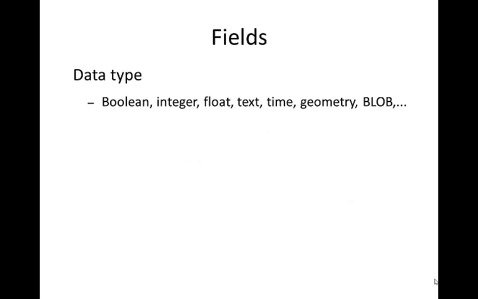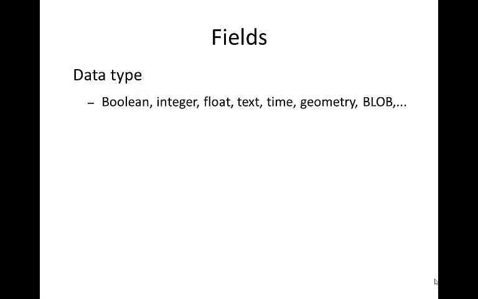Fields, or columns, or attributes, or whatever we want to call them, have a defined data type. So that might be Boolean: true, false, yes, no. You can also have unknown as well, but true, false. Integer: whole numbers, 1, 2, 3, 4, 5, not 1.5.